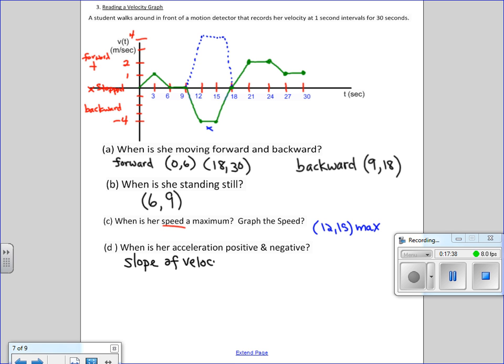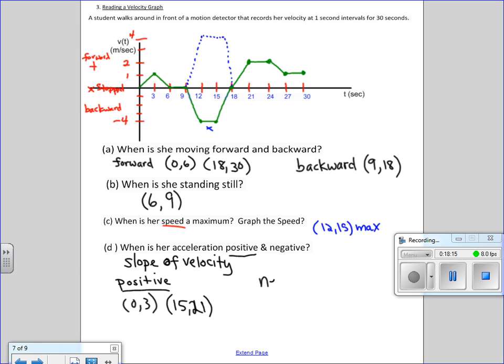So anytime that acceleration is positive is when our slope is positive. Where is our slope positive on this graph? Well, it's positive between 0 and 3, and between 15 and 21. We're looking at the slope of this graph.